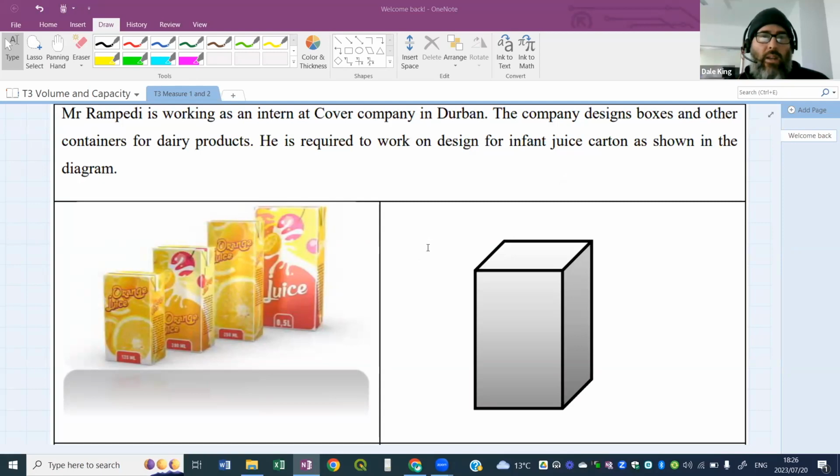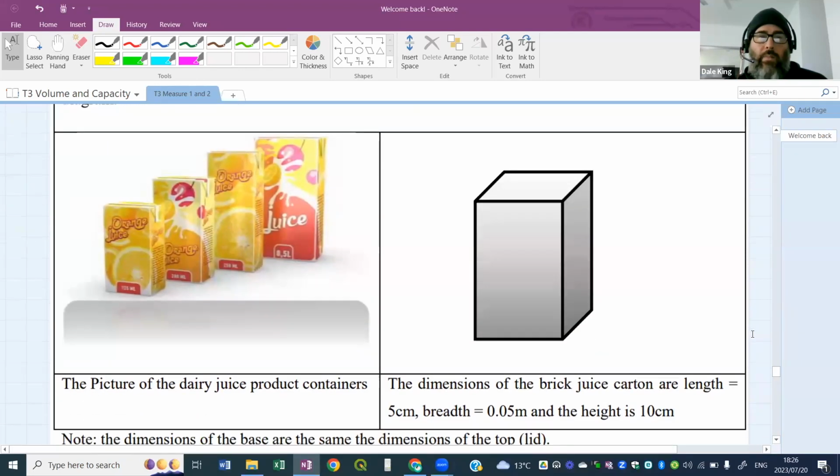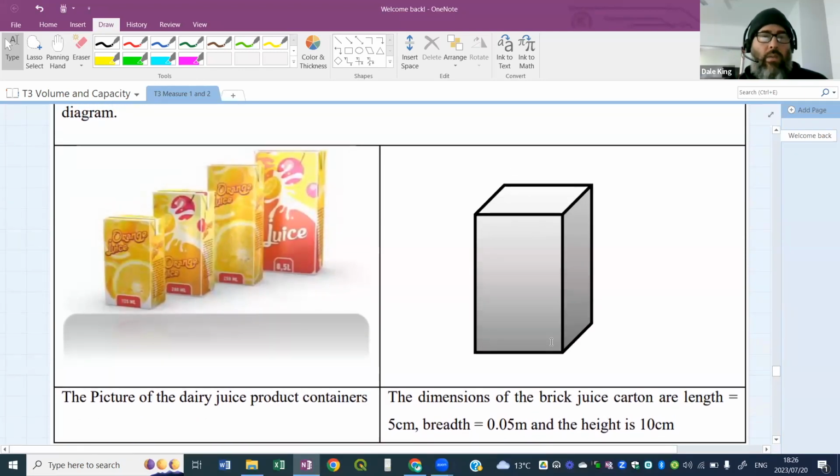So this rectangular prism here is an infant juice carton, as shown in the diagram. Let me scroll down a bit. There's got to be more. Here we go. On the left, we have the picture of the juice products, and on the right, at the bottom, we've got the dimensions of the product.